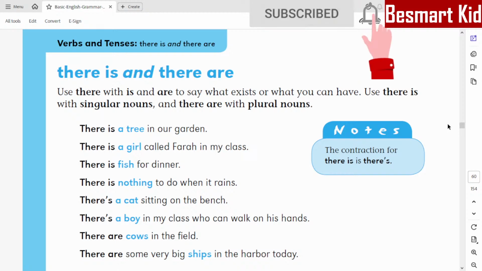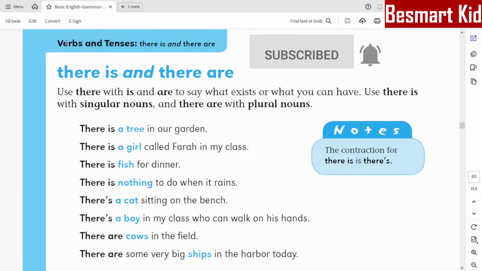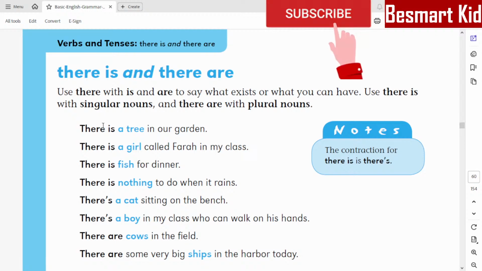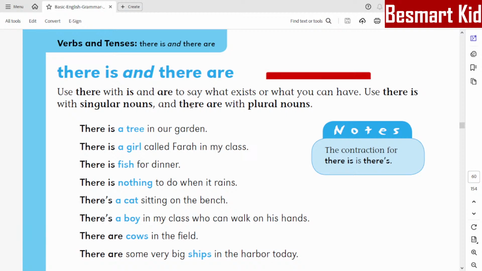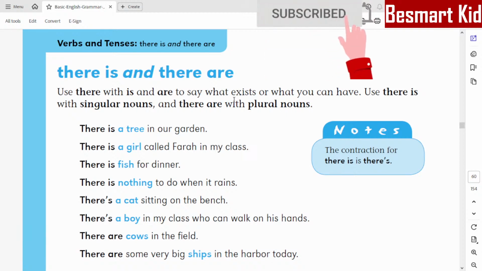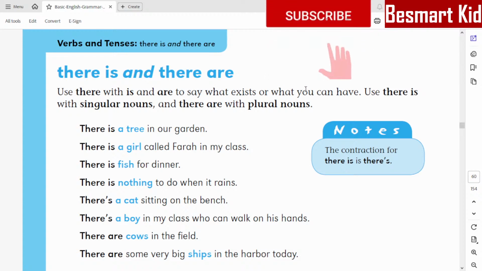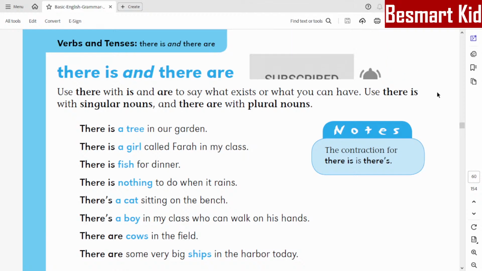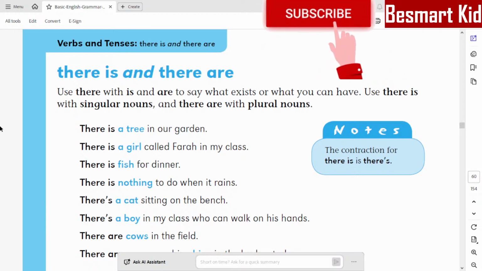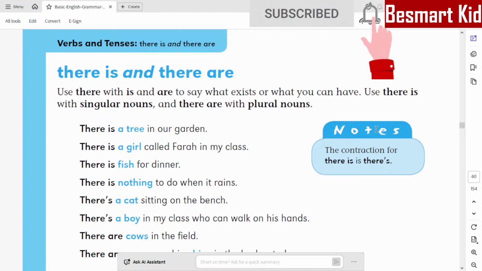There is and there are. Use there is and there are to say what exists or what you can have. Use there is with singular nouns and there are with plural nouns.